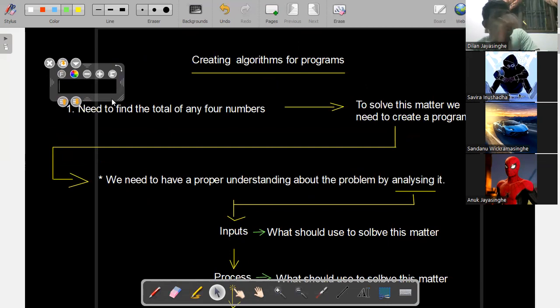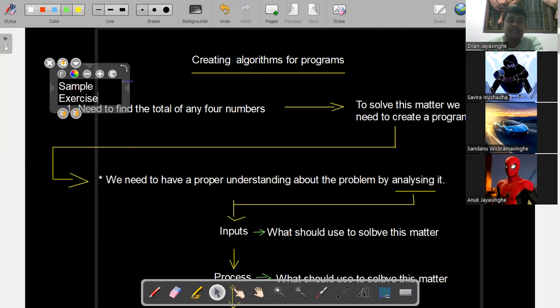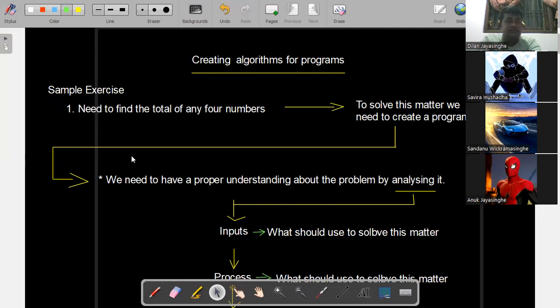Have we written the earlier notes on rough sheets? Is that so? Yes, sir. Right. Then take another rough sheet and write down this: creating algorithms for programs. This is a sample exercise, right? Sample exercise. Need to find the total of any 4 numbers. This is the matter, right? I'll write it within brackets, I'll mention the matter.